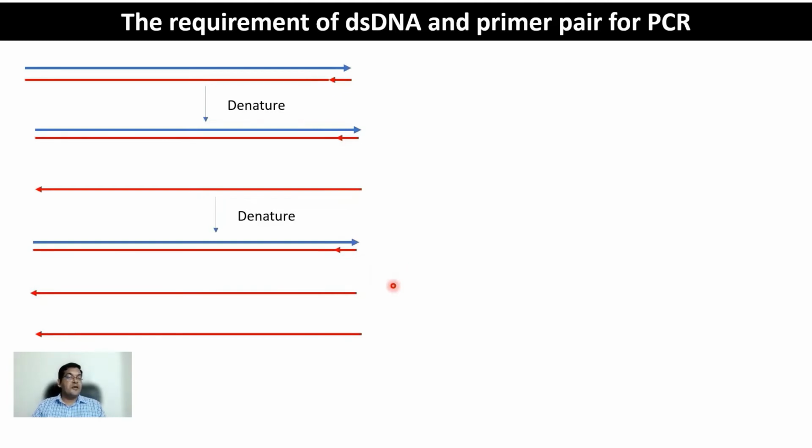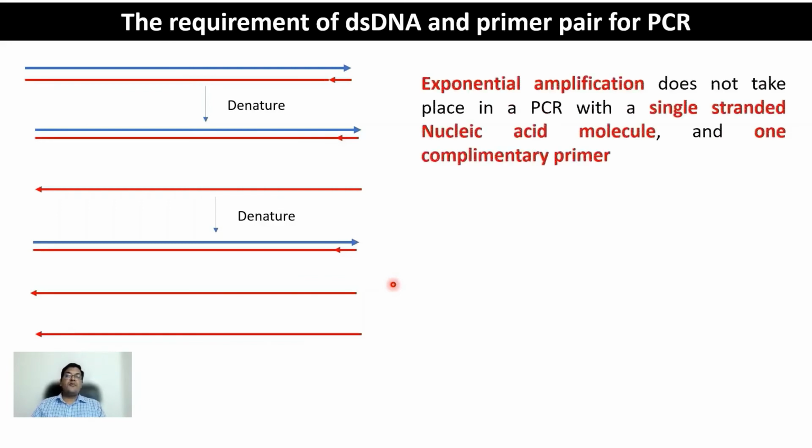And therefore, in cases where you have a substrate that is single-stranded, for example, the mRNA, it is first converted into cDNA, and then the cDNA, which is double-stranded, is then taken forward for amplification, right? So here you are. Exponential amplification does not take place in PCR with a single-stranded nucleic acid molecule and 1 complementary primer, and I've shown you how this works out in this example here.